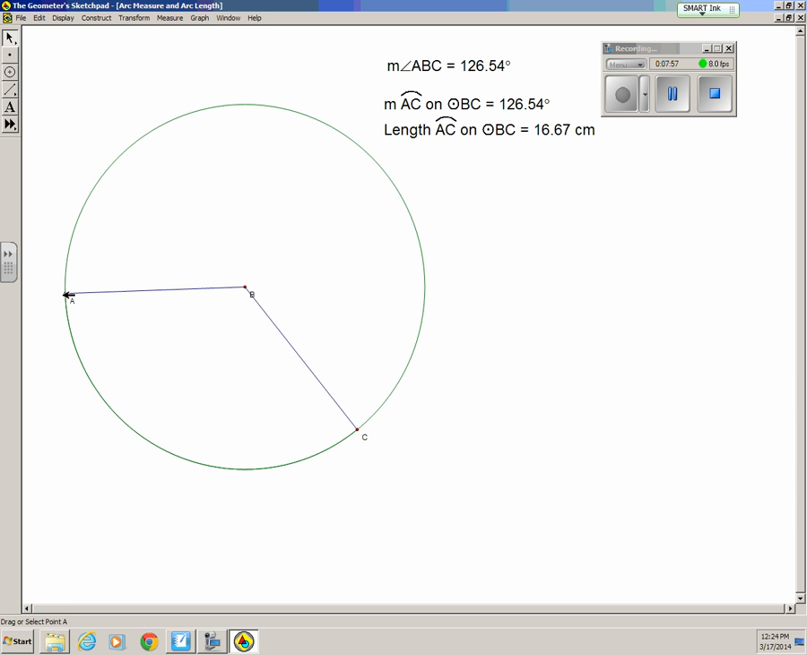How come I can't manipulate this? I don't know. Maybe not. So arc measure, for some reason I can't move this. I don't know why. Sorry.